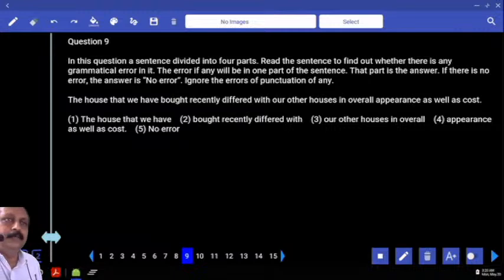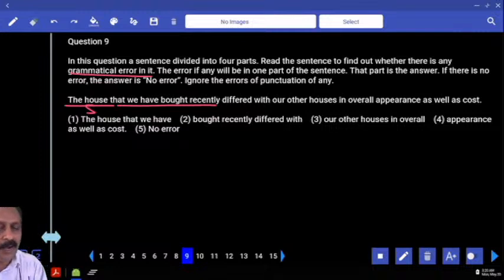What do they deal with? You have to respond. Your favorite and familiar turf. Turf means what? Field. And here, I think about phrase replacement or error location. Only error location. The house, that is a subject. Underline that we have bought recently, one group. Please do what I say. First you underline the house, write subject. Then you underline that we have bought recently. Below you write clause.